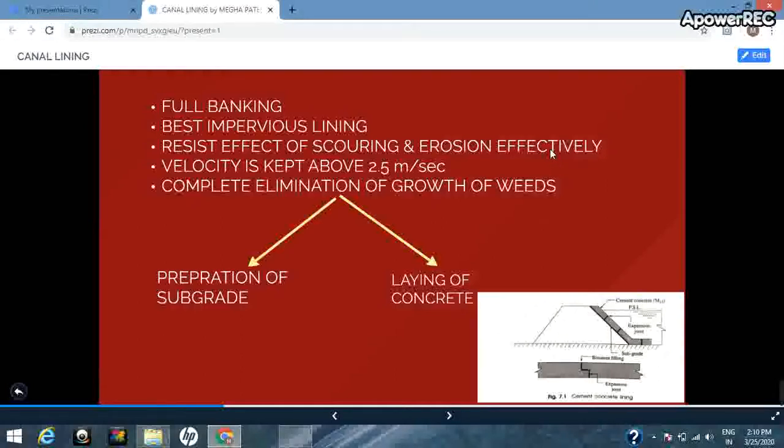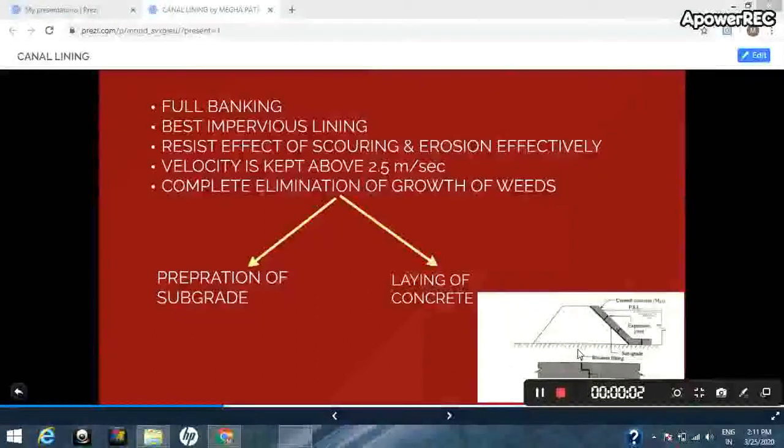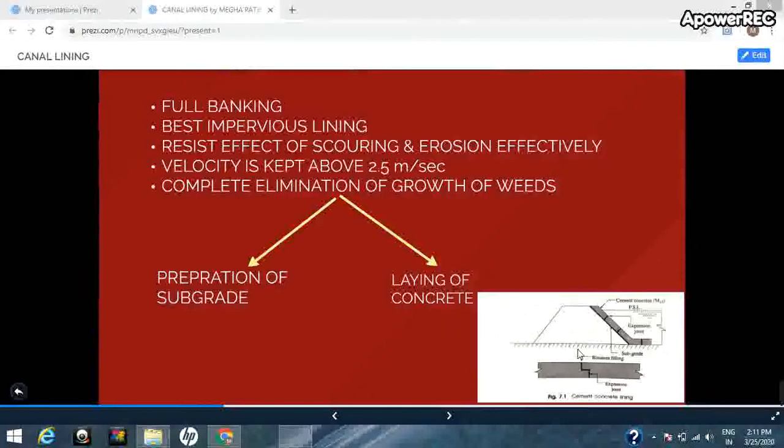Okay, so how is the preparation of subgrade done? We would put a 15 centimeter thick layer of sand, and over this a slurry of cement and sand of ratio 1:3 is uniformly spread to prepare the bed. Above that concrete is laid, and M15 grade concrete is laid. What would be the thickness? The thickness is 100 mm to 150 mm. Okay, curing is done for 2 weeks.